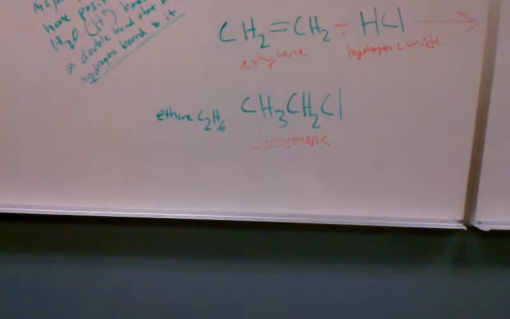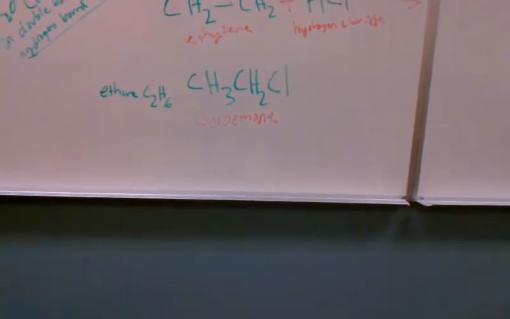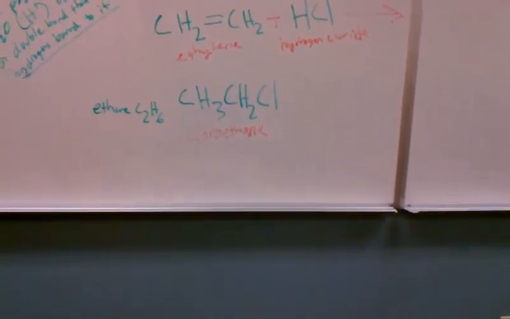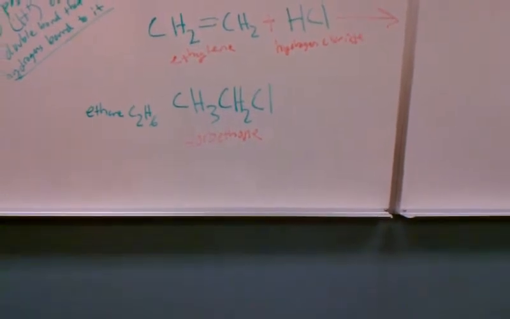And one thing I noticed about naming the product: it's chloroethane. Ethane is C2H6. Now, this is C2H5, but since it's the next closest thing, that's the closest name you could give it. You call it chloroethane, even though it's not exactly ethane, C2H6, it's C2H5Cl.